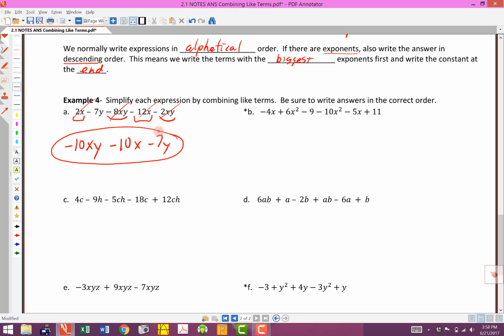So I'm going to circle that. I'm going to write "or" down here. If you wanted to write it this way, that would be okay. But again, I really like this one a little bit better for what we're doing here. There's no hard and fast rule on it. If you really wanted to do it this way, that would be okay. But there's no question that the negative 10x would come before the negative 7y.